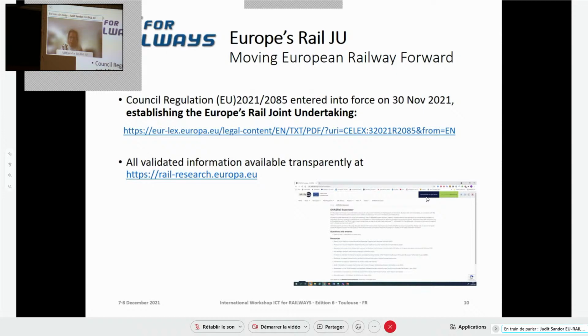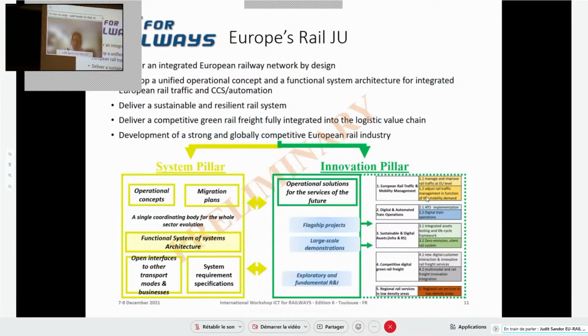And for such a transition, it's important that we ensure that the lessons learned and the good practices are continued and taken up by the new entity. So if you go to the next slide, you will see the draft scope of the joint undertaking. As the master plan is still in a draft version, you can see it on the Rail Research Europa website.